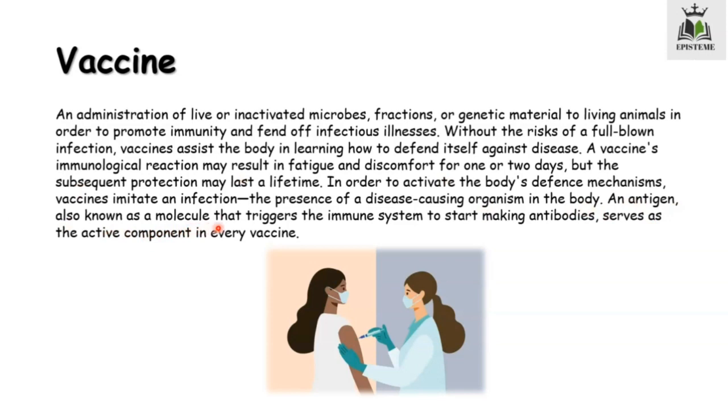An antigen is a molecule that triggers the immune system to start making antibodies. They serve as the active component in every vaccine. We all know that in response to an antigen, antibodies are produced, and these antigens are the main component of every vaccine, along with the preservatives and other ingredients needed for the formulation. This is the key ingredient of a vaccine. These antigens are the genetic material, the fractions, the inactivated microbes.